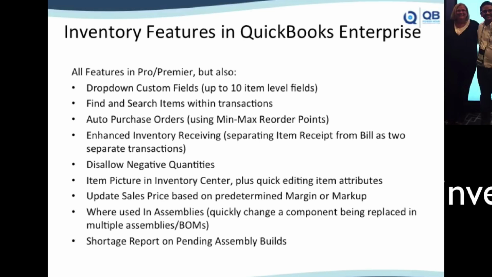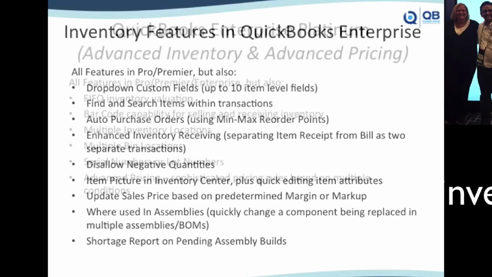There's an awesome feature for manufacturers called where used. Basically, when there's a component change where you're replacing component A with component B in all your manufacturing processes, you can do that with one click. And then a shortage report on pending assemblies was also added in QuickBooks 2015. That was actually really, really good.